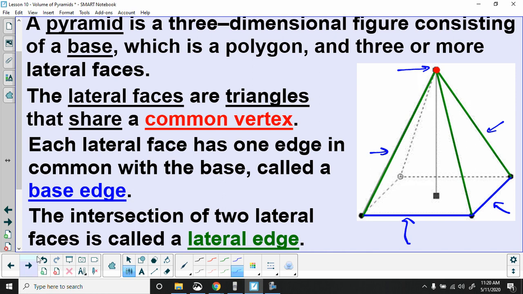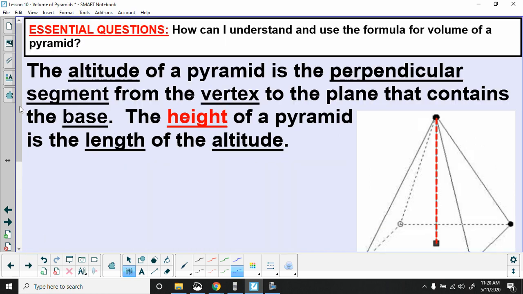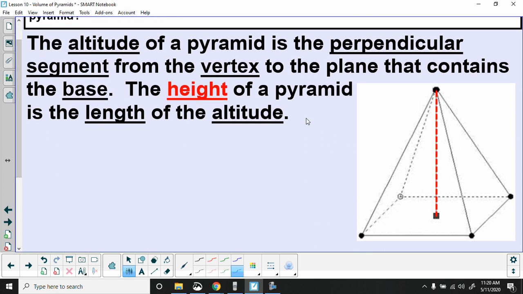Again, the altitude of a pyramid is the perpendicular segment from the vertex to the plane that contains the base. The height of the pyramid is the length of the altitude. Right there. Remember, 90 degrees to the base.